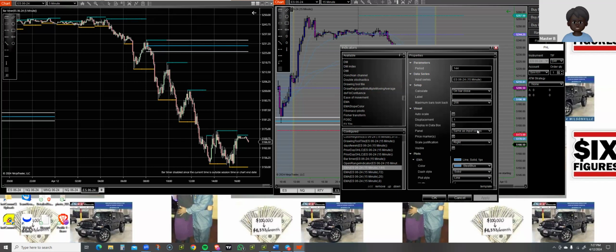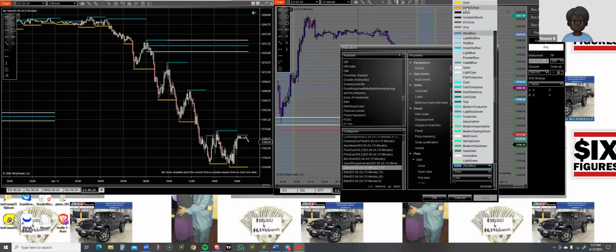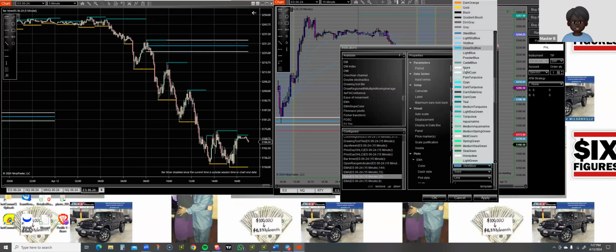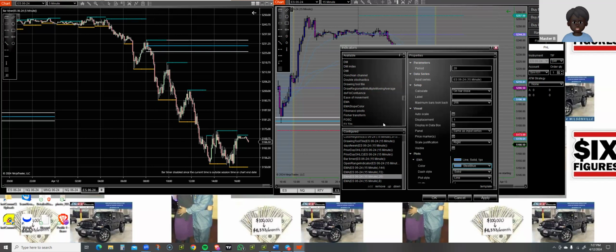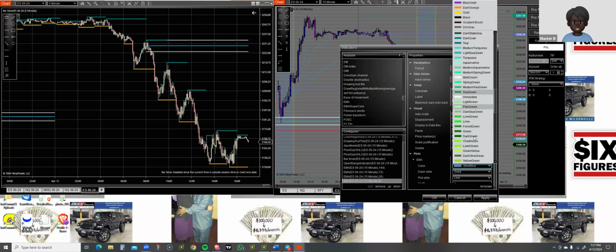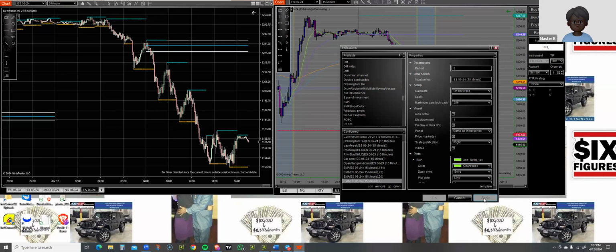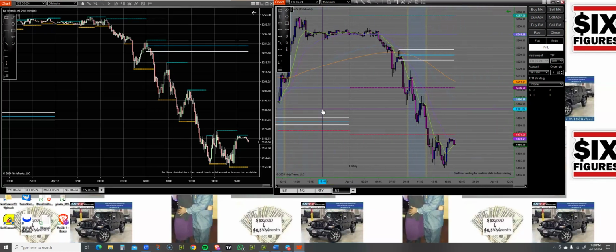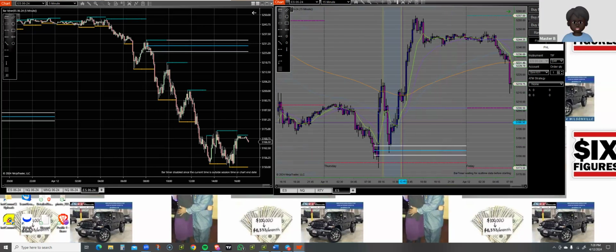144, let's make that orange. 72, we'll keep that blue. 20, let's make green or something. Let's make it magenta. 8, we'll make, let's see, boom. If I get two losses, I go back and start over.